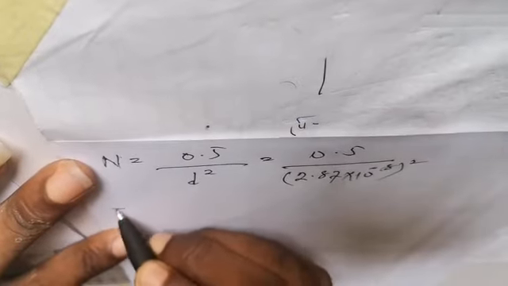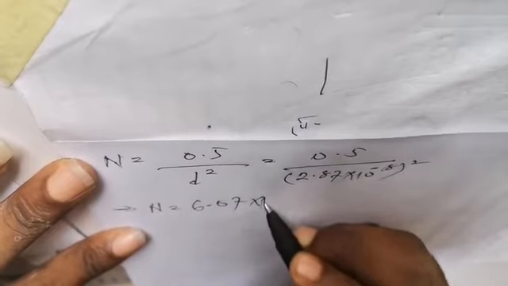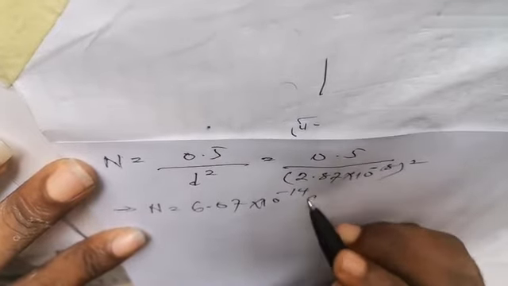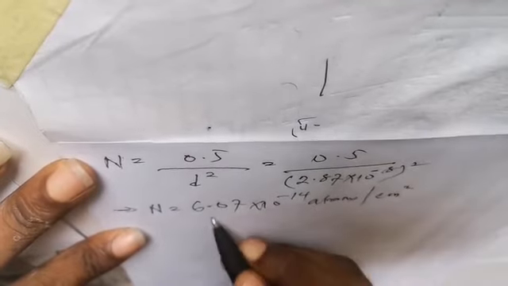So I have 6.07 by 10 to the power of minus 14. Hence, this implies n is equal to 6.07 by 10 to the power of minus 14 atoms per centimeter squared. Alright, I have this to be the final answer to that question.